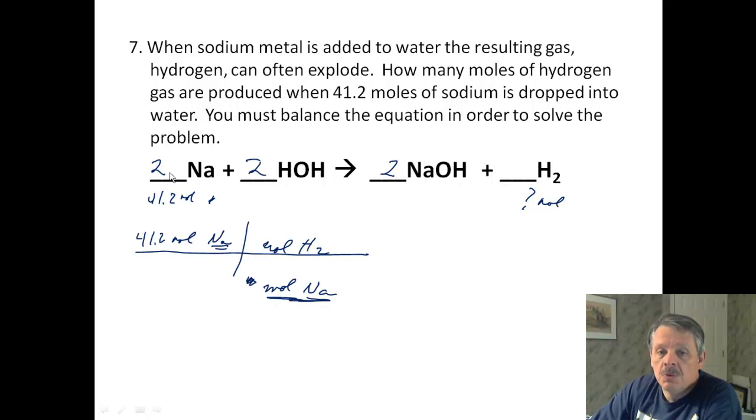And since it's moles of sodium, I'm looking at moles of sodium, and that's a 2. I'm looking over here for moles of hydrogen, and that's a 1. So I take the 41.2, I divide by 2, and I come up with 20.6 moles of hydrogen.